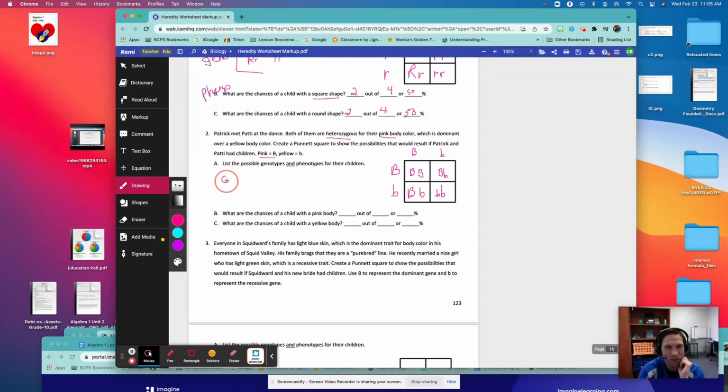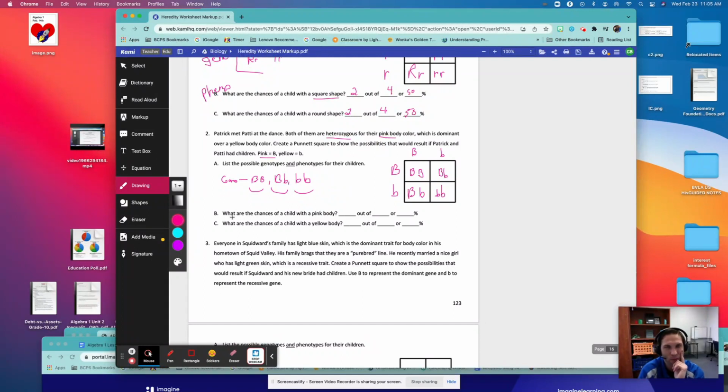So the genotype would be, well, we have a big B, big B, and that would be 1/4. And that would be big B, little b, that would be 50%. And we have little b, little b, that would be 1/4. Okay. So these are the genotypes right there. You should know, 25%, 50%, 25%. Of course, that adds up to 100%. And you should know that this is homozygous, heterozygous, homozygous.